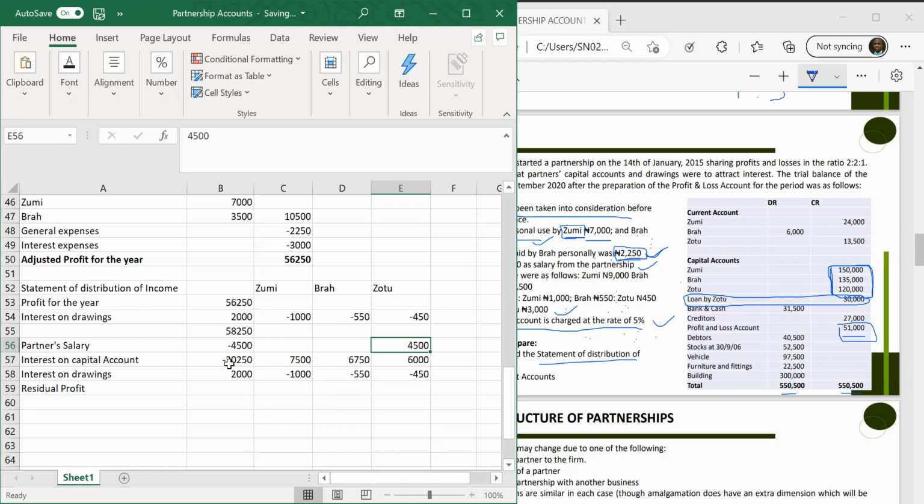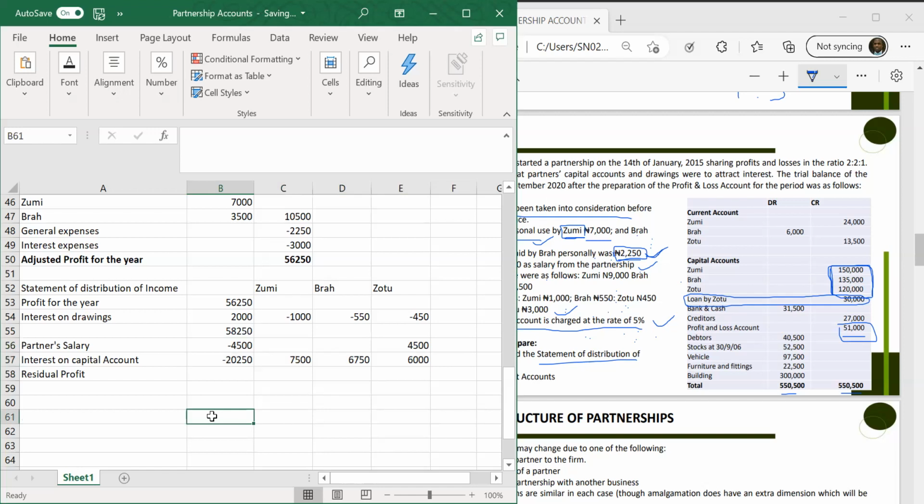Interest on capital account. We said 7,500 plus 6,750 and this one. Is it clear up to this point? Should I continue? I've moved this one up, so let me remove it here. It's what we have been doing before now. That's the reason why I gave some examples on statement of distribution of income before I brought in this question. Should I continue? Do we get it up to this point?